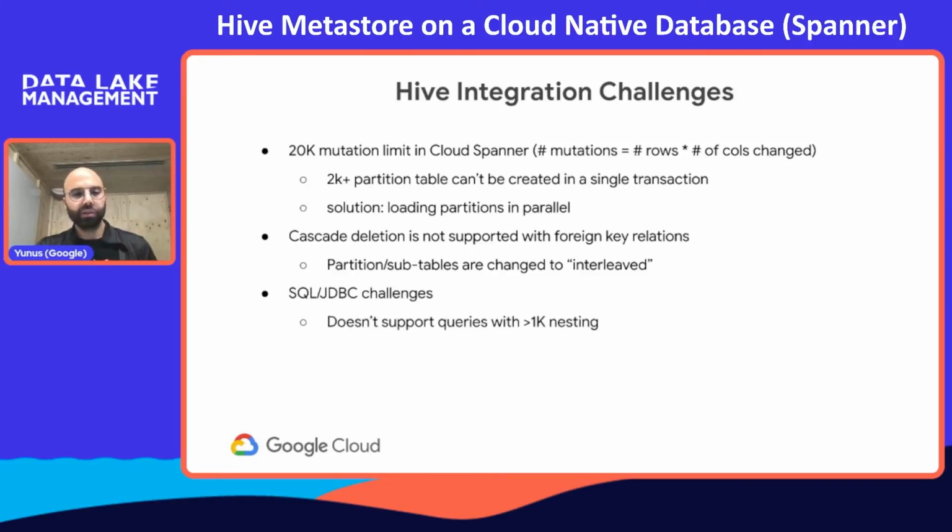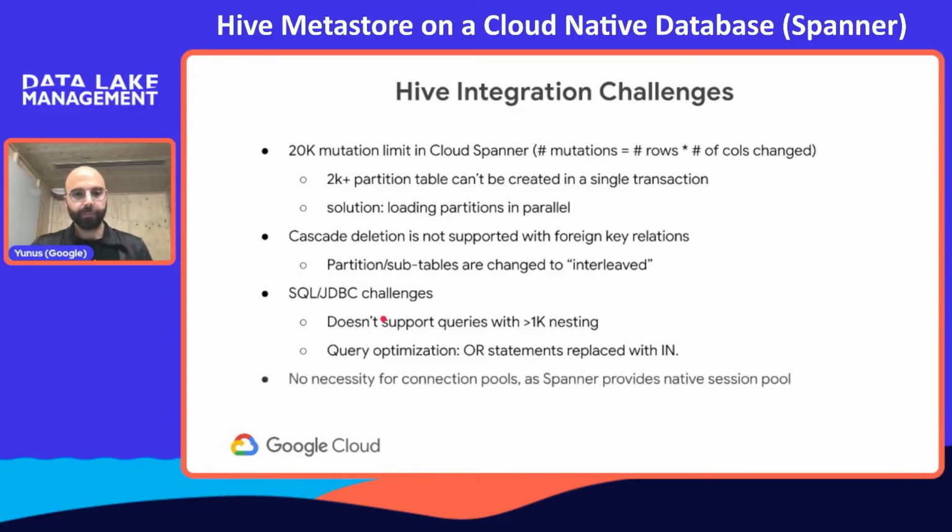Some other challenges, JDBC does not support some features. There was wrong use of parentheses, etc. We have to change the SQL basically. The reason I'm telling this is that these are the kind of changes we had. We changed the schema to fix the cascade deletion. We changed the SQL statements to deal with the mismatches. Some good surprises, at least I didn't know when I started, is Spanner provides native session pools, so you don't need a connection pool. That makes things easier.